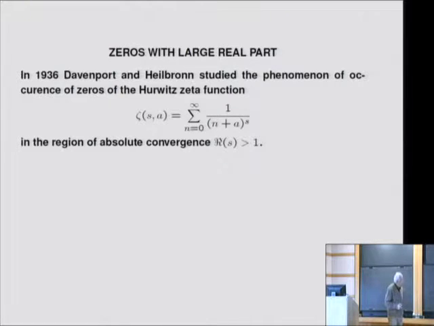perhaps motivated by the paper by Potter and Titchmarsh, Davenport-Heilbronn in 1936 studied the phenomenon, what happens to the zeta function if you make a translation, the so-called Hurwitz zeta function. And they proved that such a function usually has plenty of zeros with real part greater than 1, in fact.